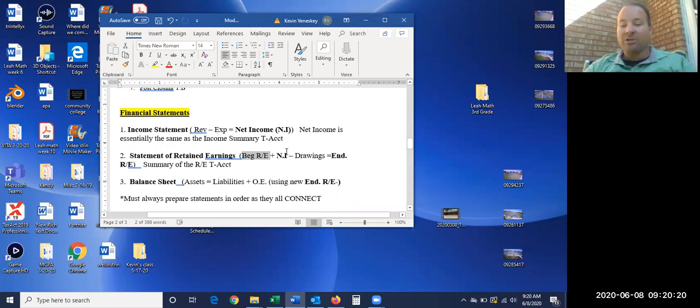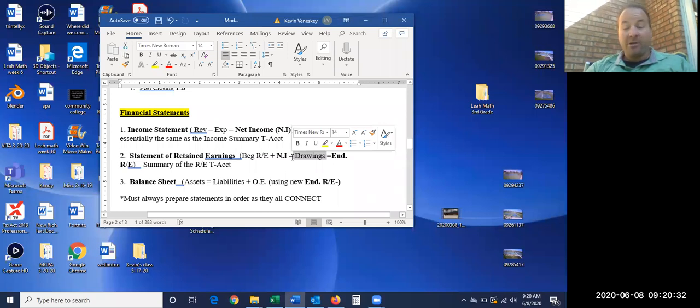And then you add in how much money you made this year. And that came from here, that came from your income statement. And then you subtract out your drawings. How much did you pay yourself or pay in dividends to your owners? And then that equals your ending retained earnings. It's very simple, only 4 things that really go into the statement of retained earnings.